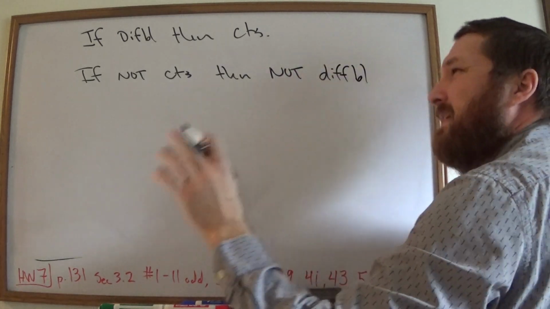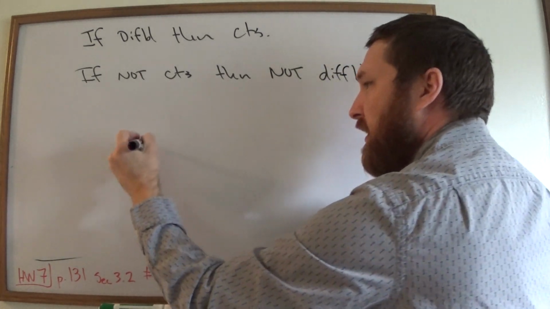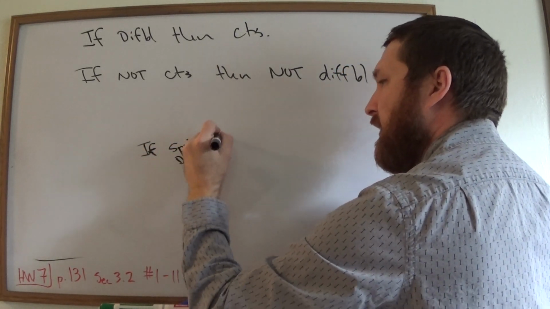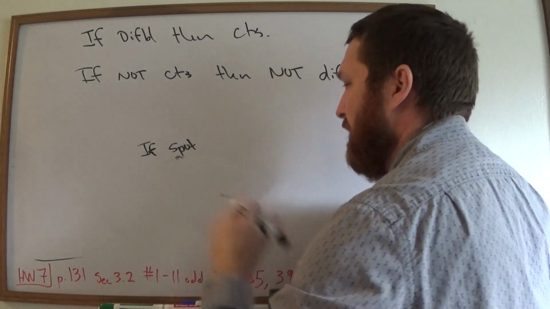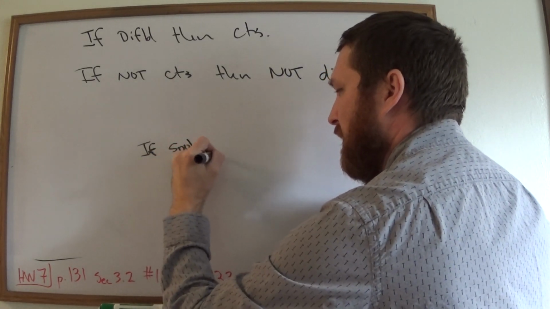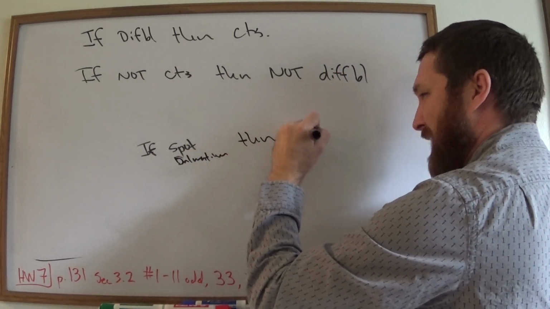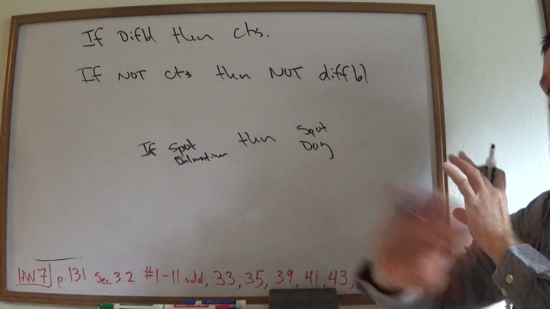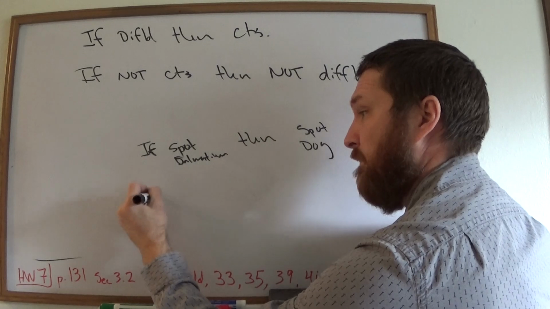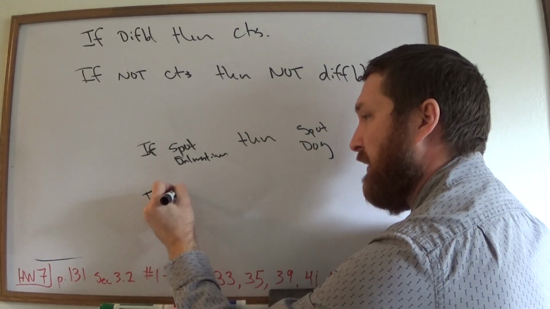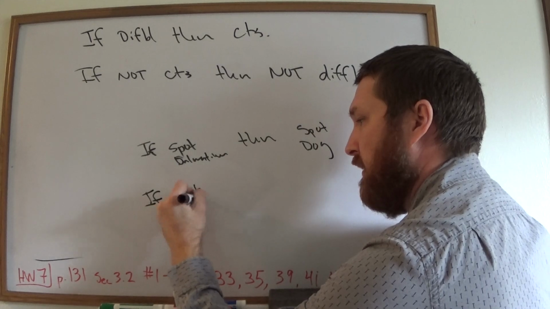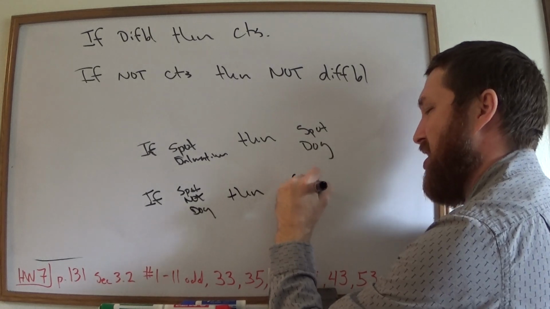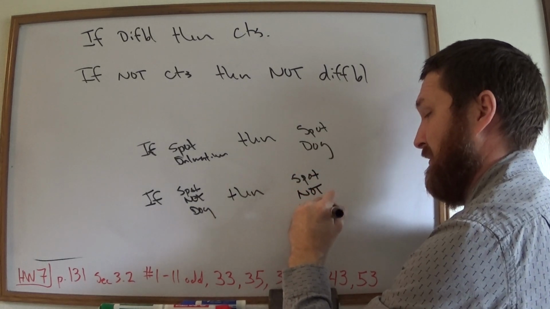Yeah. And this is like, think about it. If Spot is a Dalmatian, then Spot is a dog. Now you can't say if Spot is a dog, then Spot is a Dalmatian. That doesn't work. But what does work is, if Spot is not a dog, then he's not a Dalmatian. So you can switch them and negate both. Like logic class. That's exactly what this is.